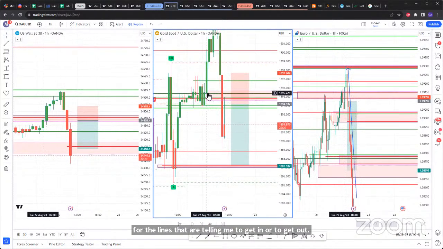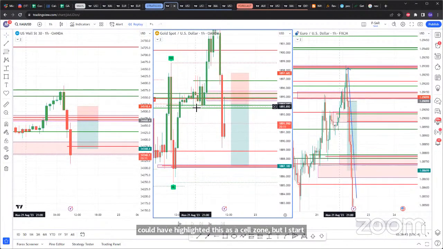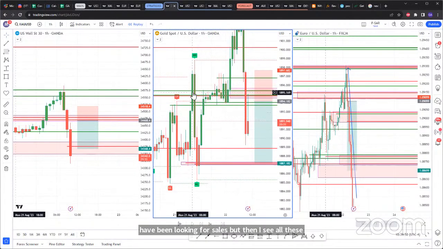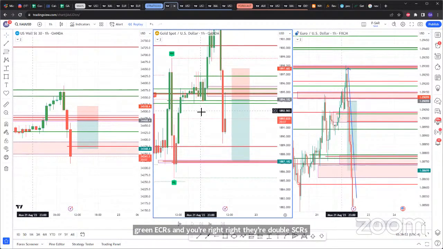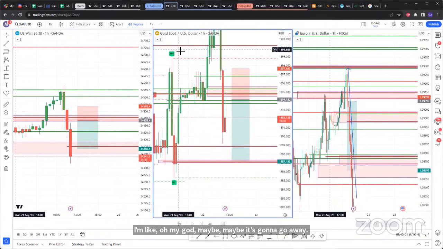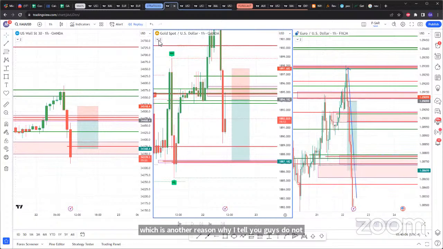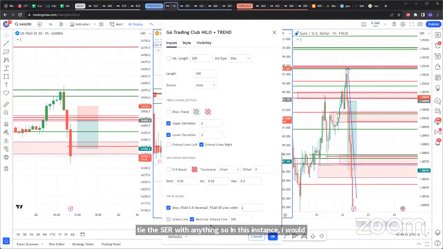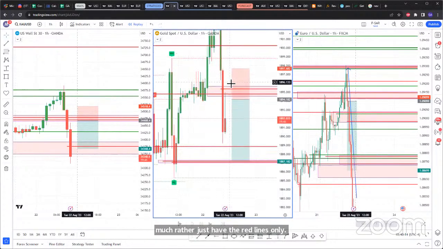Number one, yes, I could have highlighted this as a sell zone, but then I start seeing these green zones, right? I could have started right here, looking for sells, but then I see all these green SARs, and you're right, they're double SARs. So it affects my psychology. I'm like, oh my God, maybe it's going to go away. Maybe I'm going to enter this trade and get faked out, which is another reason why I tell you guys, do not tie the SAR with the markups. Do not tie the SAR with anything. So in this instance, I would much rather just have the red lines only, such that if it validates, I'm going to enter. I'm not going to look at anything else.